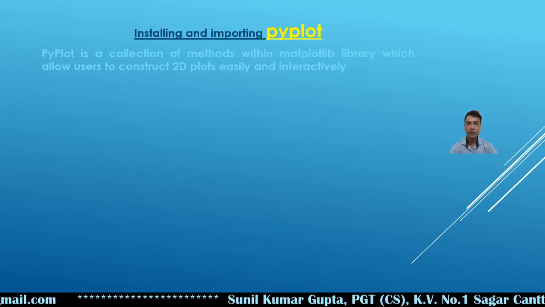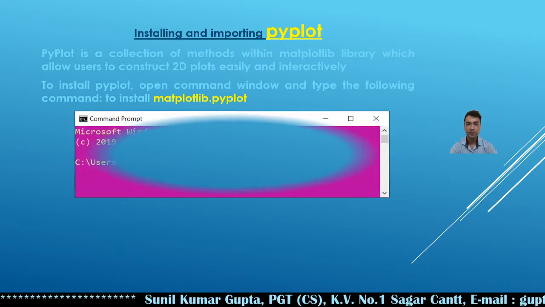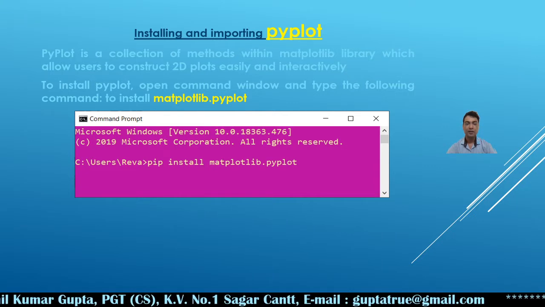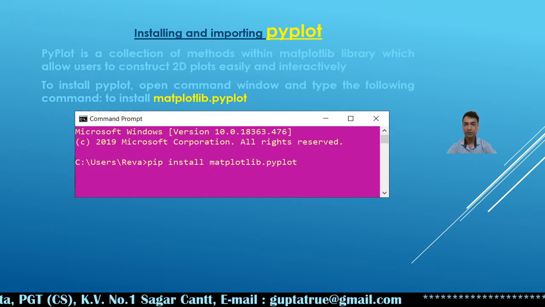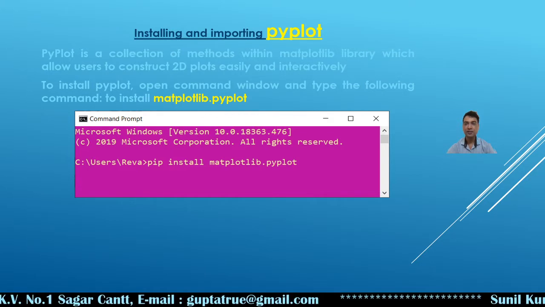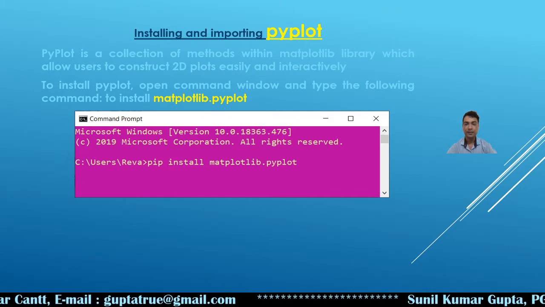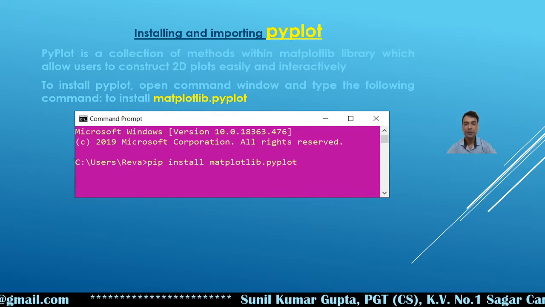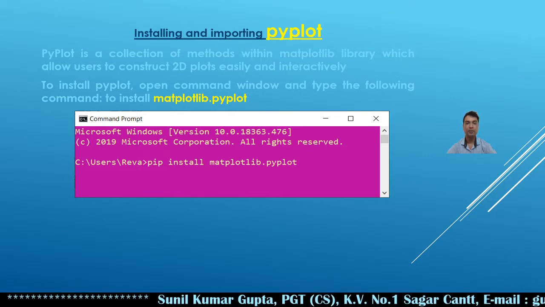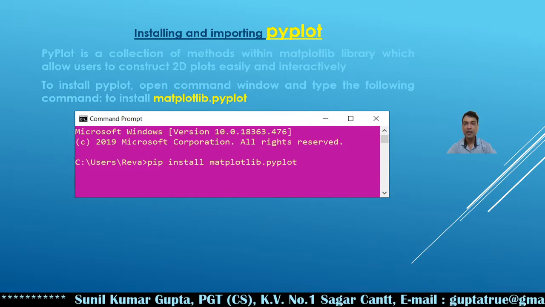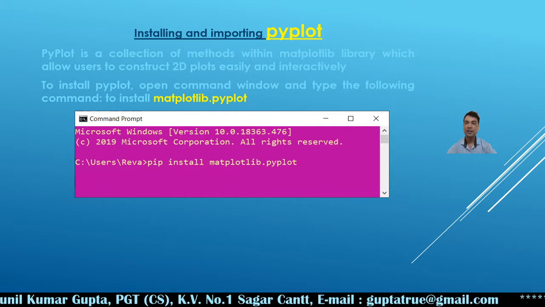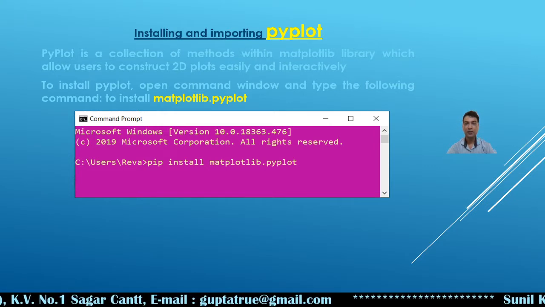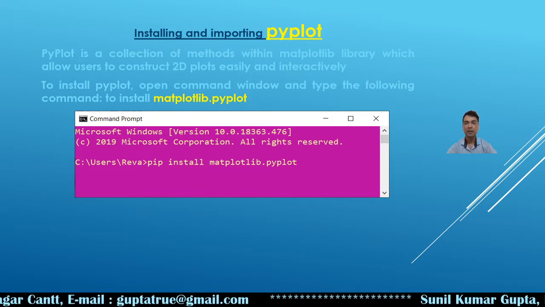Let's see how to install pyplot. Pyplot is a collection of methods within the library matplotlib. It is very easy to install pyplot. You can open the command prompt and type pip install matplotlib. You can design 2D and 3D plots under pyplot. Under pyplot, you can design multiple graphs and charts.